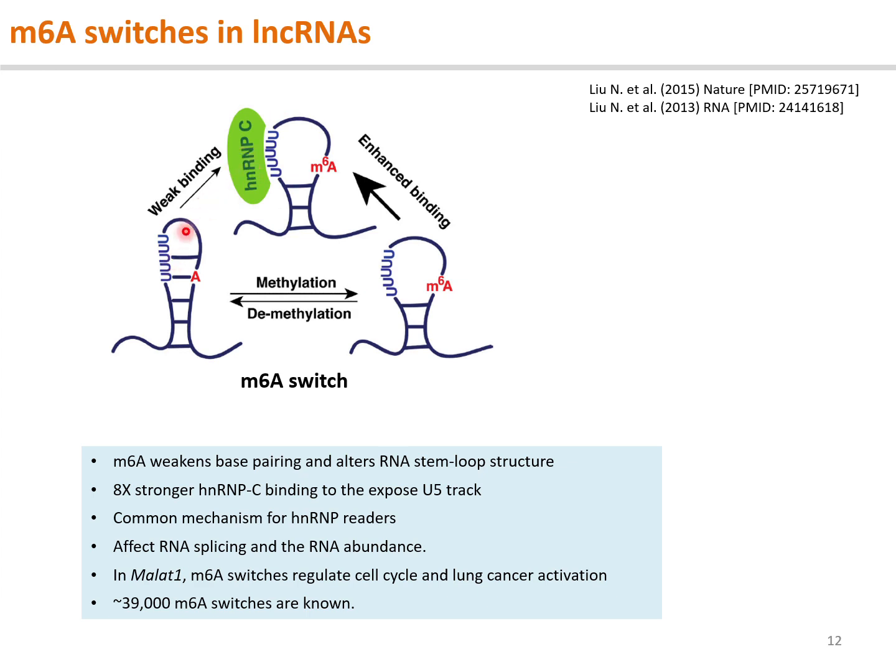It is interesting to point out that HNRNP readers do not directly bind to m6A. Rather, the reader binds the adjacent poly-U5. In lncRNA MALAT1, the m6A switch regulates its RNA splicing and abundance, which leads to lung cancer progression and metastases. m6A switches are not isolated cases. They are widely found in about 39,000 RNAs.